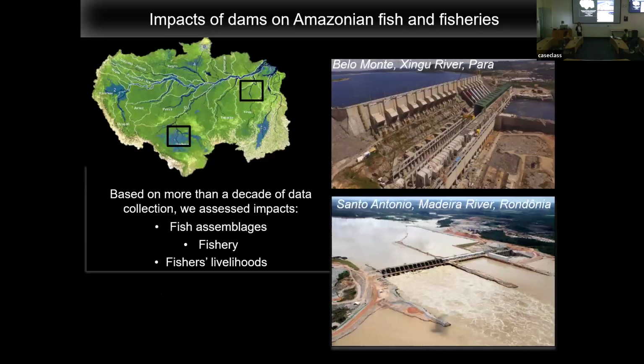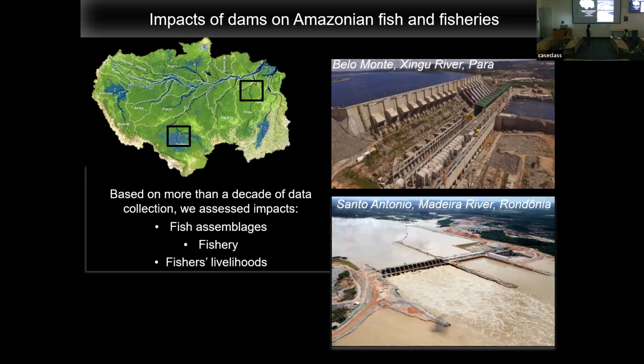So given these well-known impacts, here I'm going to attempt to summarize the impacts of the dams that are among the largest dams in the world, which were built in the Amazon.